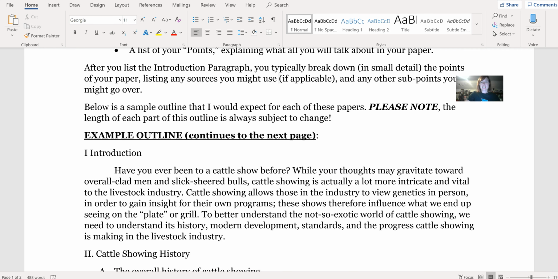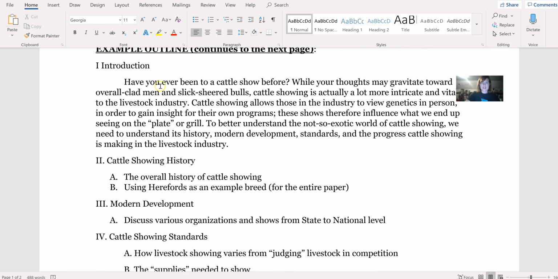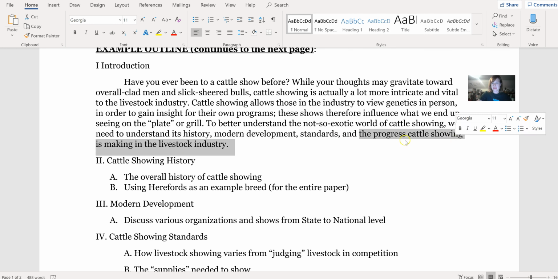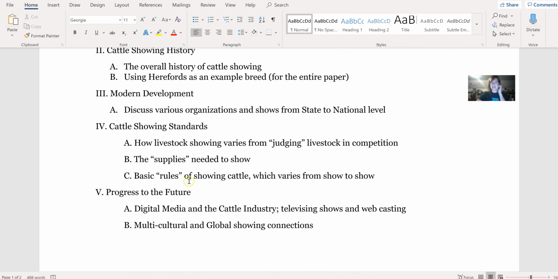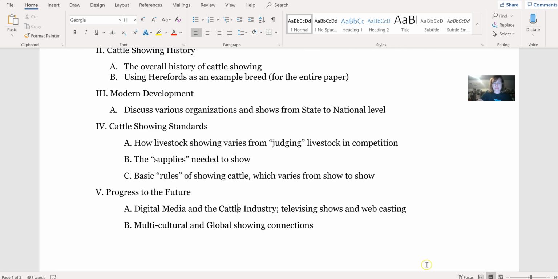So what I've done here is outline an example. This is an example outline. I've put my little introduction here where I explain just a few things about my topic. And then as you can see, I list my points here with commas in between. And then this is my skeletal framework. So I've got my main points: my history, my development, my standards, and the future. And I've got a few little subpoints throughout here that show what I'm planning to talk about, and that also helps to keep me on track.